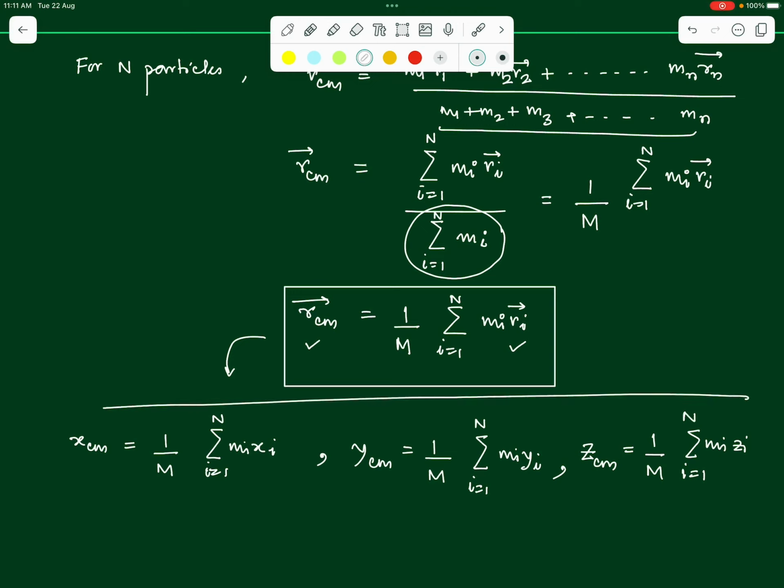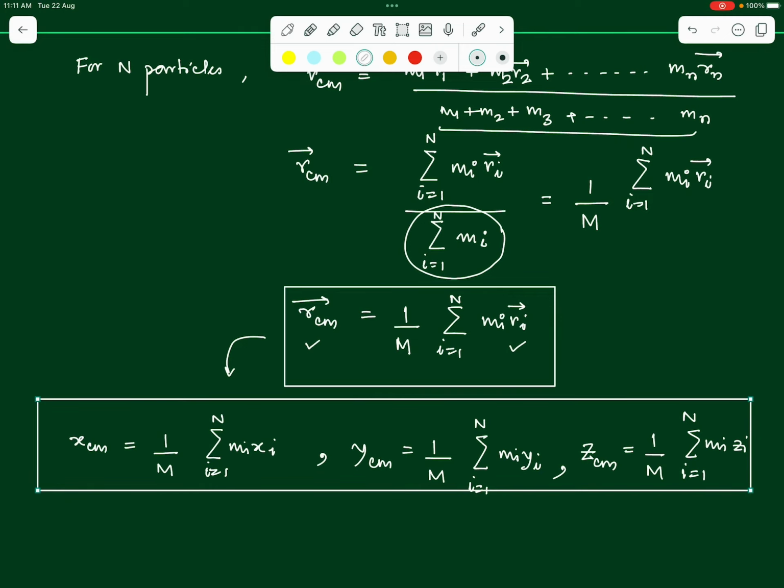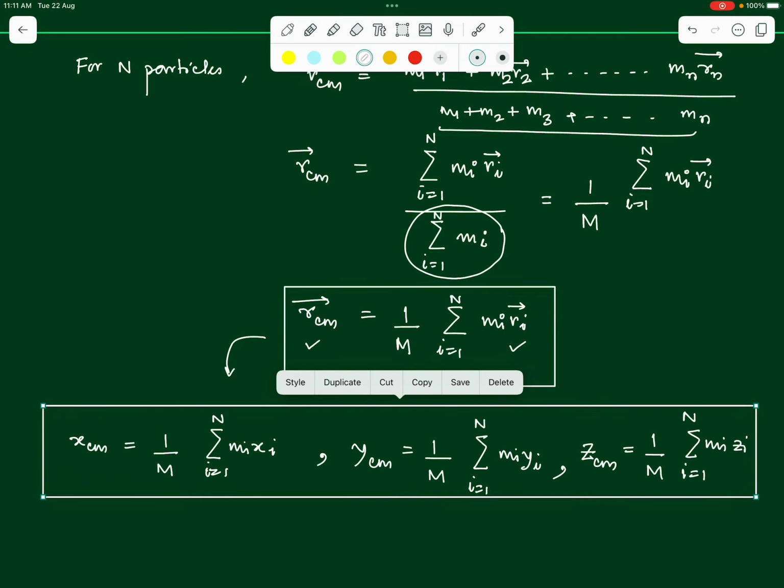This is how we can find all the 3 coordinates of the center of mass of an n particle system, a system that consists of n particles. You can always reduce it down to 2 or 3 particles, and you can extend it to any number of particles that the body has.